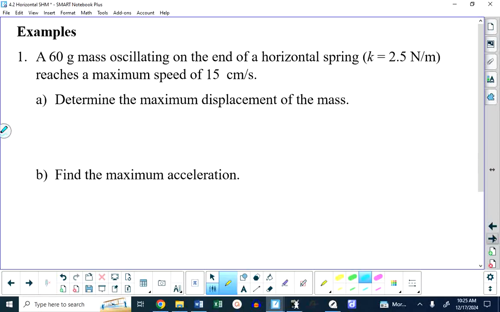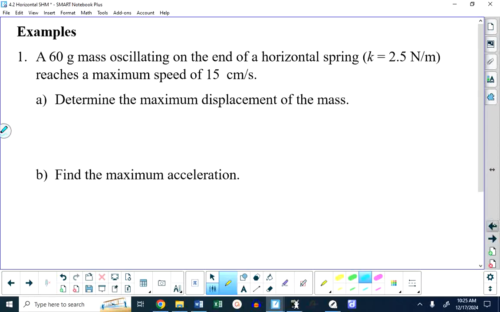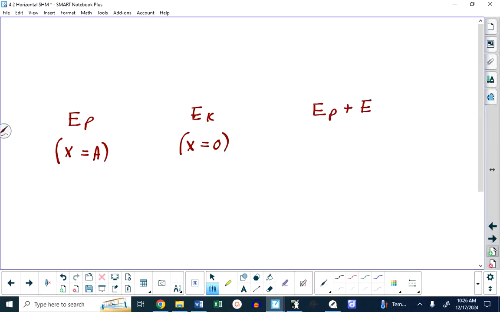Now, let's put this all together. And you know what? Maybe in summary, before I get to this first example, what we are saying is the potential energy at x equals A, the kinetic energy at x equals 0, and the potential plus the kinetic anywhere in between are equal.